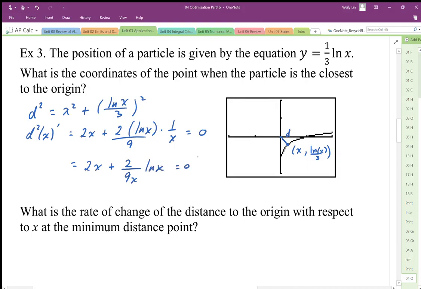Multiply both sides by 9x over 2, and we'll end up with 9x squared plus log x equals 0. And then solving this, we get x is the same value as we had before, whatever the solution was for the previous problem.